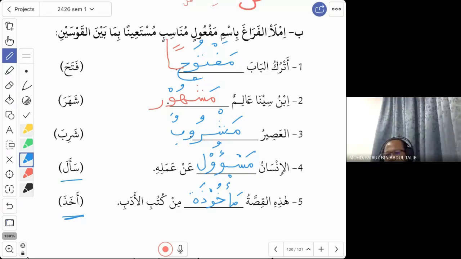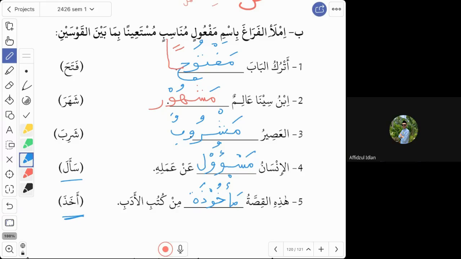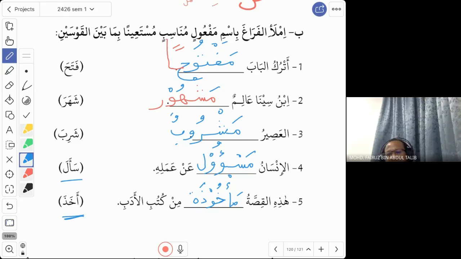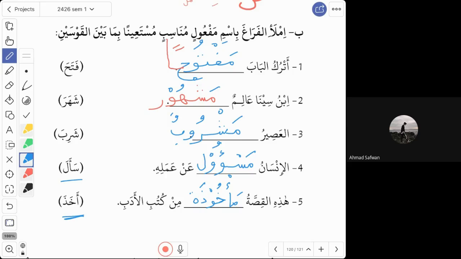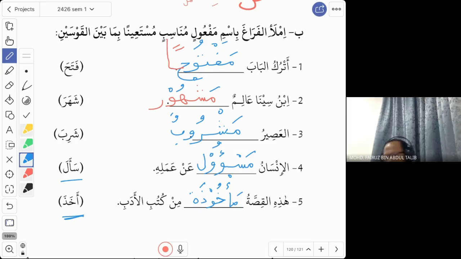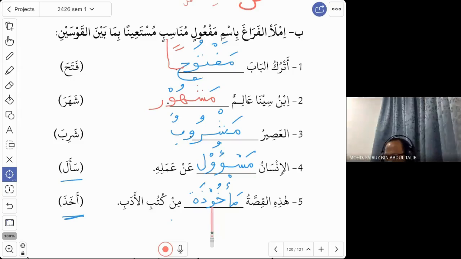Yes, take. So ma'khuz becomes taken, to be taken. Yes, correct, Tika. So هذه القصة مأخوذة. This story is taken min kutubi al-adab. You see again? As I said, isim maf'ul, sometimes you translate it as the meaning of the verb itself. So it is taken from kutubil adab, from the books of adab.